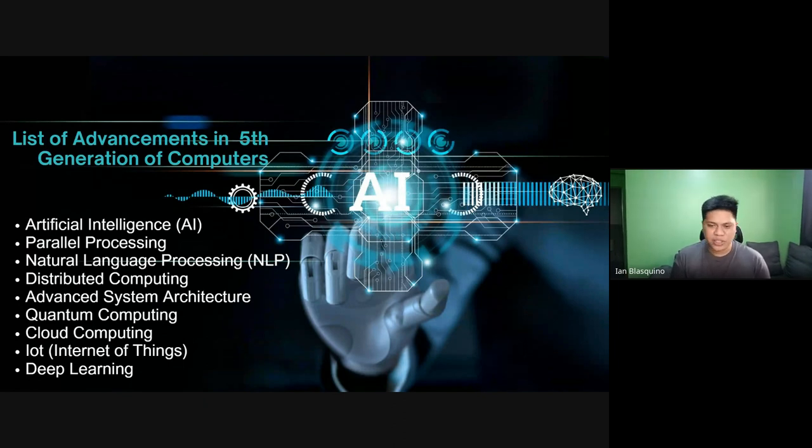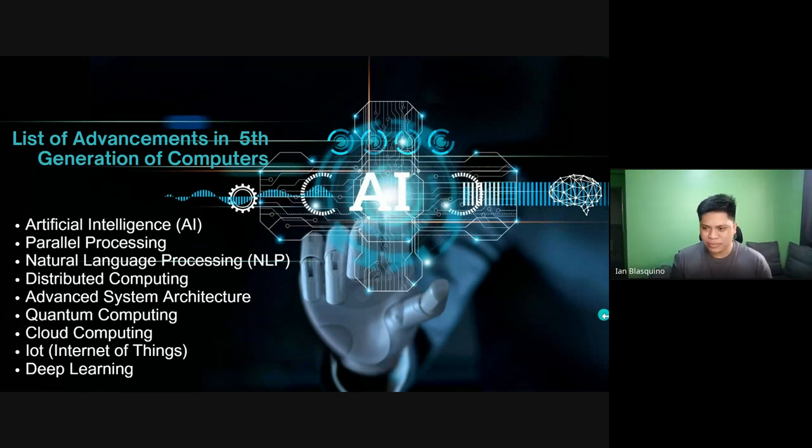So dito sa fifth generation of computers nagkaroon ng extensive use of parallel processing, which is kapag sinabi natin parallel processing, meaning ito yung kakayahan ng computer na kung saan multiple processors are working together simultaneously, that allows the computer system for faster and more efficient computation, na kung saan meron tayong ginagamit na tinatawag na GPUs, or the graphical processing units. Ito yung often na ginagamit for parallel processing tasks ng computer systems.